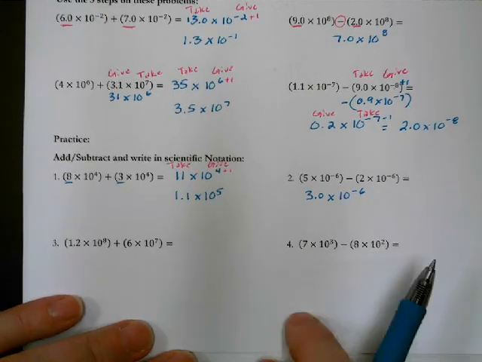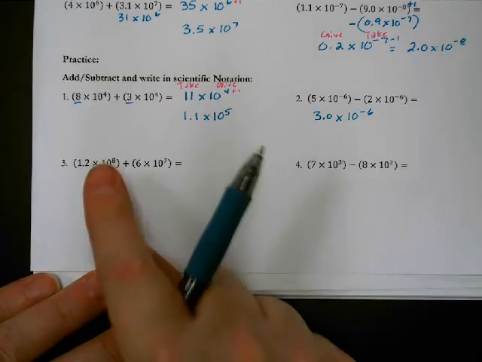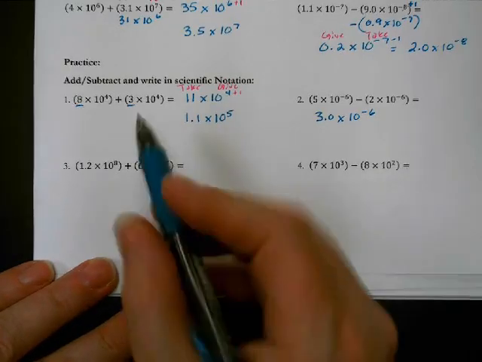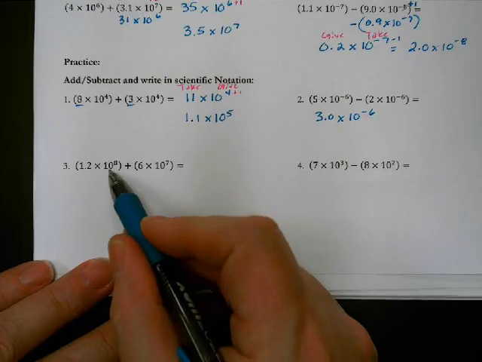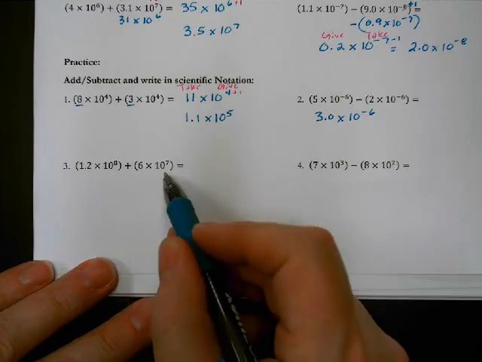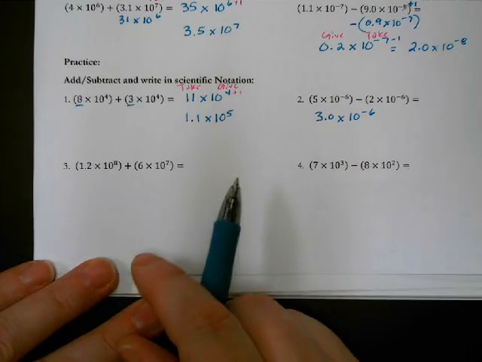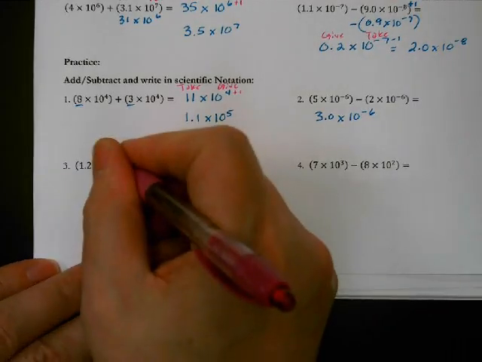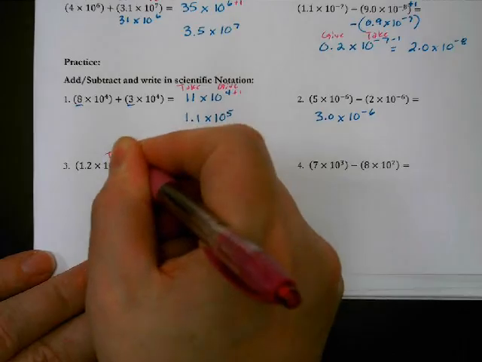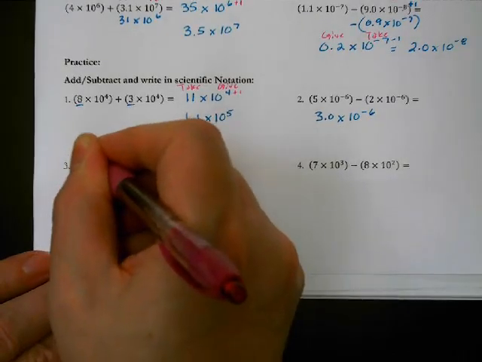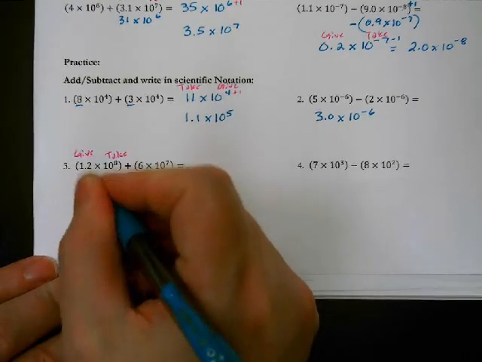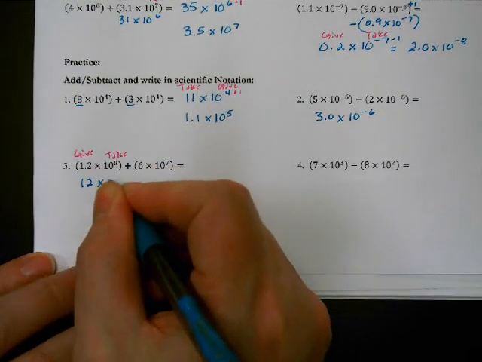Next one, not like terms. So I got 2 options. I can either make this one smaller or make this one bigger. It really doesn't matter. I think I've been making them smaller before. So I'm going to take a power of 10 here and give a power of 10 here. So that's going to give me 12, because I gave it a power of 10, times 10 to the 7th power, because I'm taking a power of 10 there.